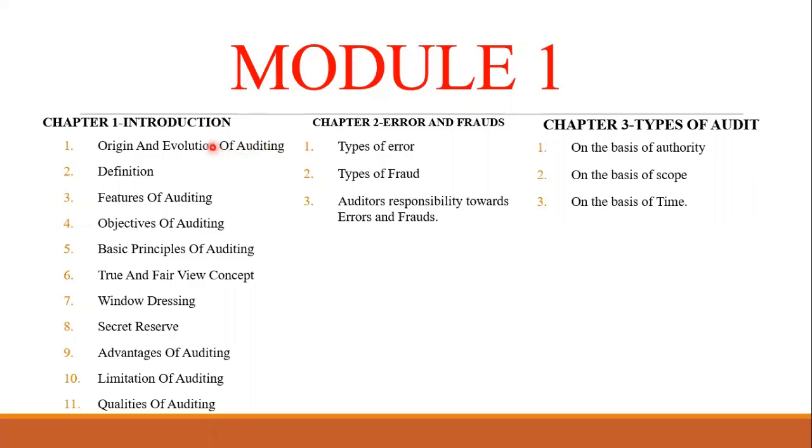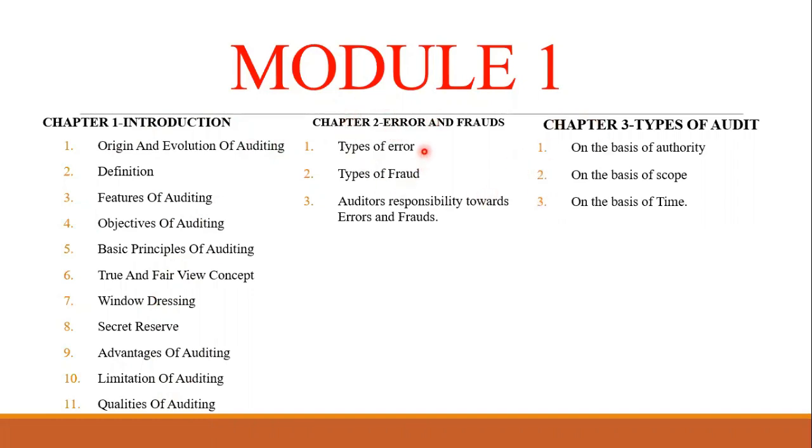In our last lecture, I guess we had completed the first part of the topic, that was the introduction. Just confirm it once if the first part of the chapter was done. Okay, everyone just confirm it. I guess we had completed the first part, that is introduction, where we started off with origin, then the definition, the features, objective, principle, then the true and fair concept, window dressing, secret reserve, advantages, limitation, and the various qualities of auditing. Thereafter, I guess we had taken up some MCQs and true and false were taken later on. So we had completed the first chapter. Today we are going to start with the second and hopefully the third.